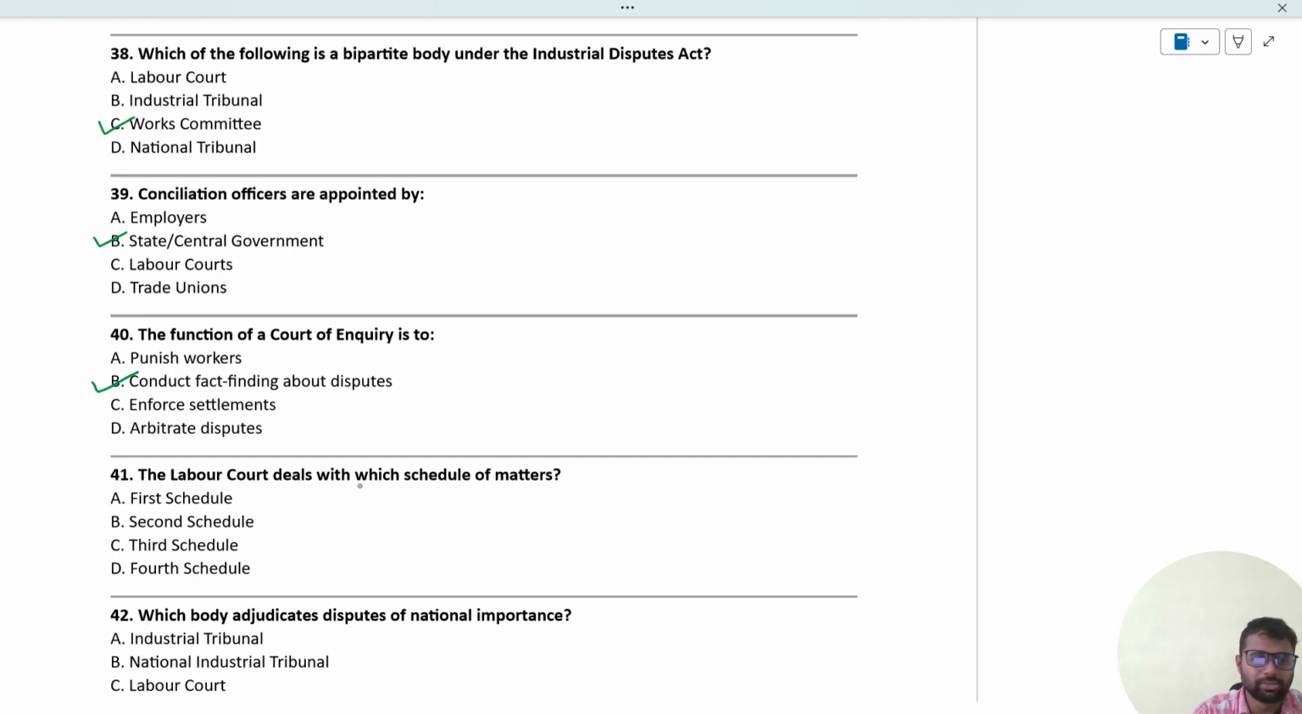The labor code deals with which schedule of the matter? The labor code deals with the second schedule, that is standing orders or dismissal. Second schedule, and it deals with what? Standing orders or dismissal.